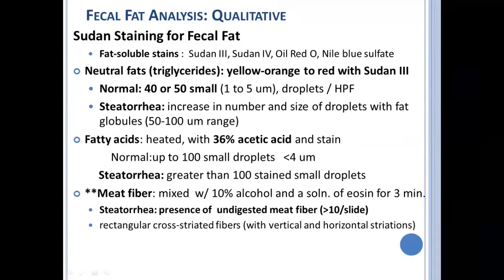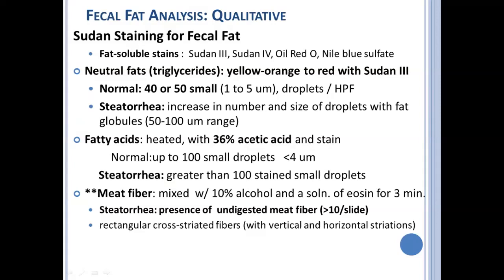And then, para ma-complete yung picture, okay, tingnan mo kung merong meat fibers. Kasi meat fibers, presence yan. Okay, ibig sabihin, hindi rin nakapag-absorb. No? Okay? Hindi nakapag digest. So mix with 10% alcohol and solution of AUCin for 3 minutes. And then titingnan mo, bibilang ka ng undigested meat fiber. Okay? Greater than 10. Okay? Undigested meat fiber per slide. Malalaman mong undigested meat fiber yan kasi meron siyang striations. Vertical at saka horizontal striations.